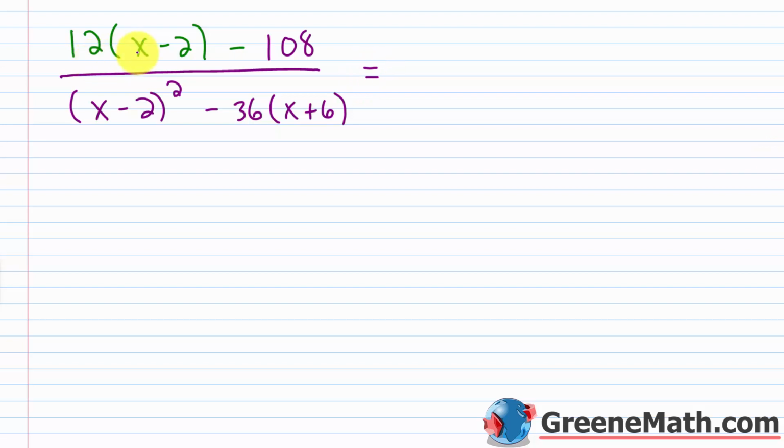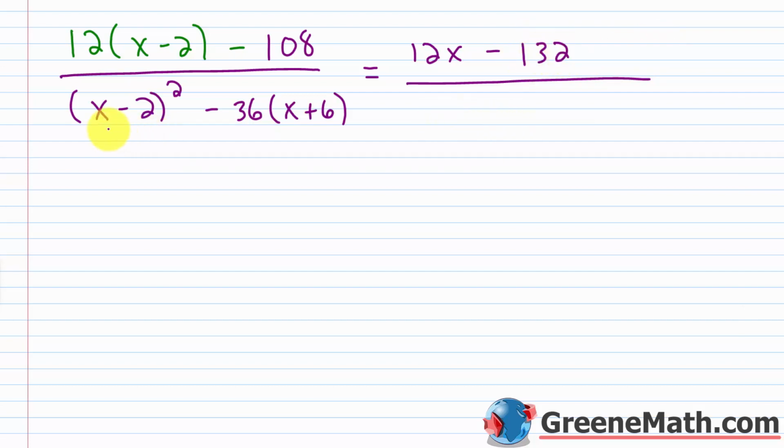So in my numerator, 12 times x is 12x. And then minus, you have 12 times 2. 12 times 2 is 24. So minus 24. And then you have minus 108. Okay? So I'm not done up here. I can still simplify. If I have negative 24 and I subtract away 108, I'm going to get negative 132. So I'm going to write minus 132.